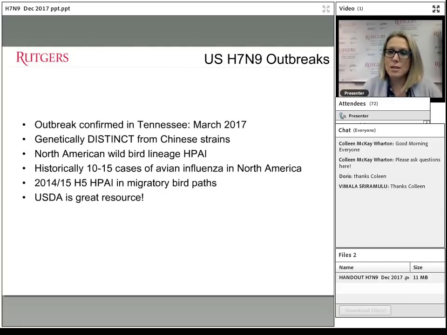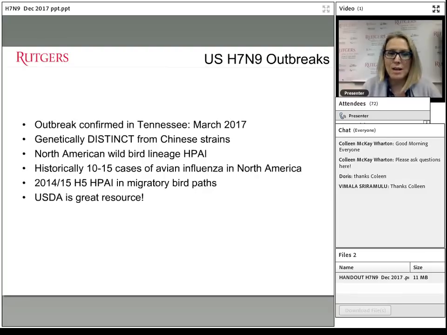However, as compared to the cases of human infection with H7N9, historically here in the United States, we've only had 10 to 15 cases of avian influenza, and they've all been people who have direct contact with live birds. So there were other outbreaks in 2014 and 15 with the H5 version of high pathogenic avian influenza, which is the one up until a few years ago that when we talked about avian influenza, it was all H5N1, and now nobody's talking about H5N1 anymore.